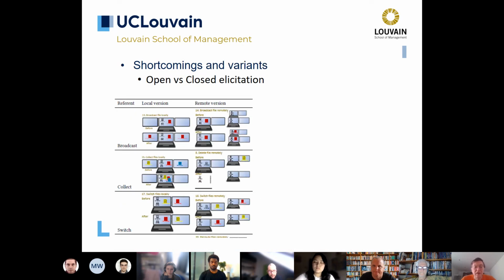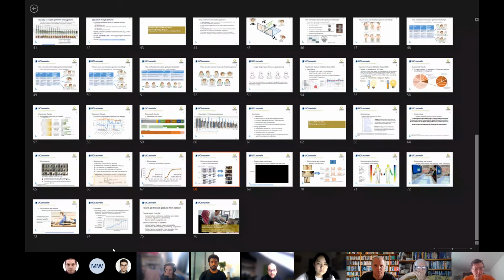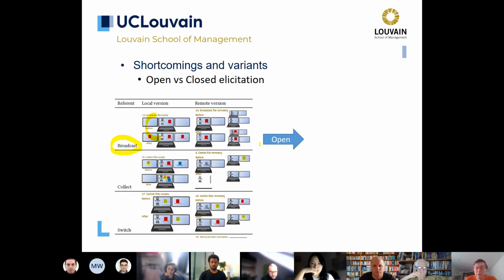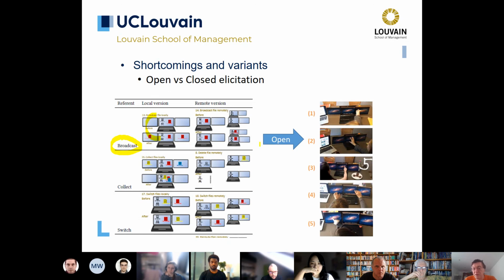Another shortcoming is that we can perform an open elicitation or a closed one. In the open case, we present people with a reference, like say, please give me a gesture for broadcasting. So this is before and after, or this is the remote version. So in the open case, they propose gestures. Here are some screenshots from gestures performed on the triple monitor.